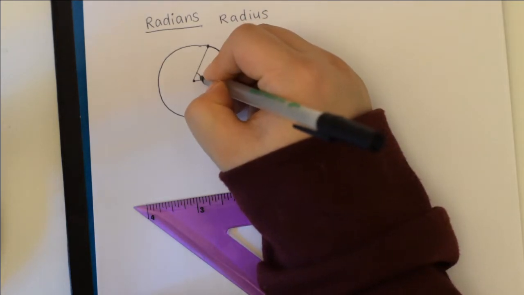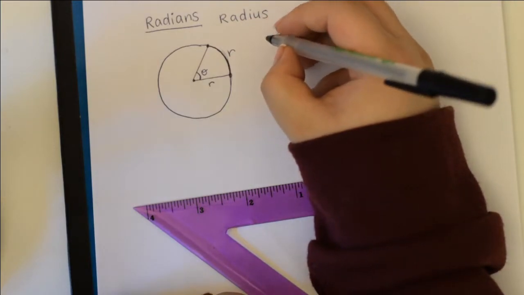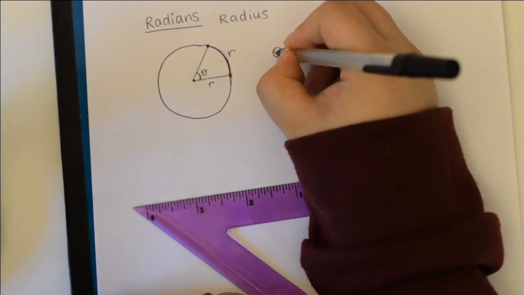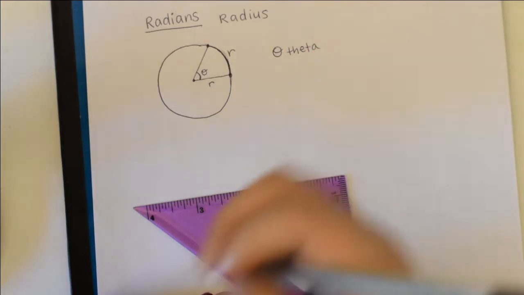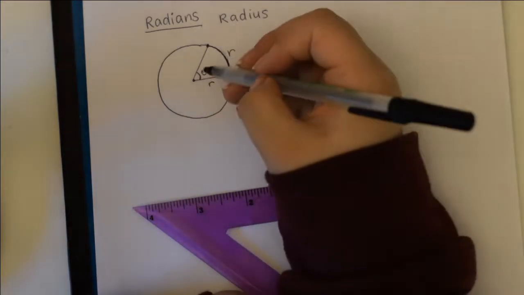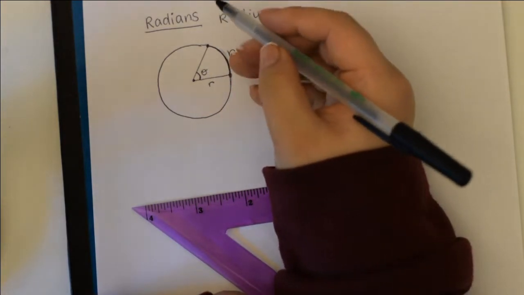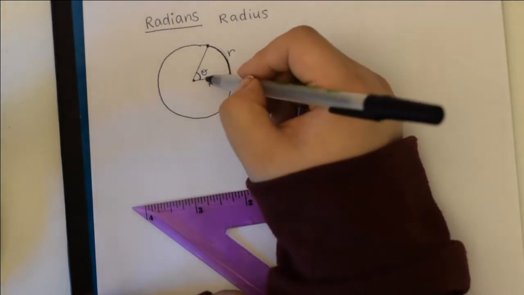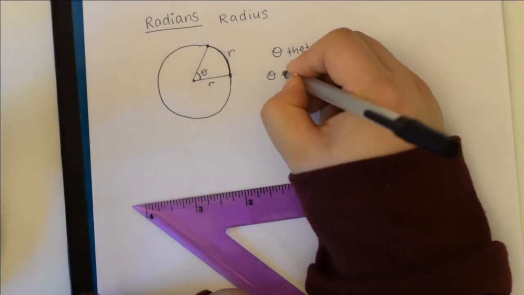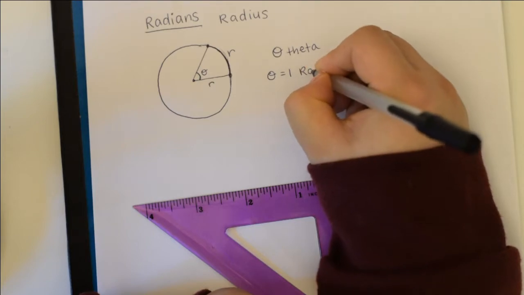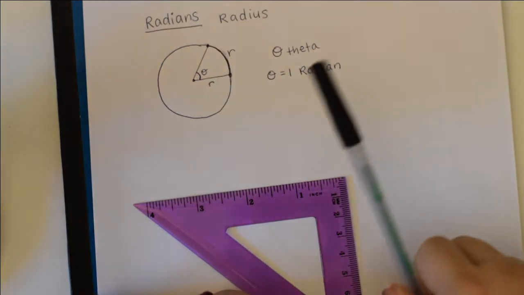This angle gets created. I'm going to call that theta because in trigonometry we often use theta. So this angle gets created, and that angle, this theta, is 1 radian. 1 radian. The measure of that theta.